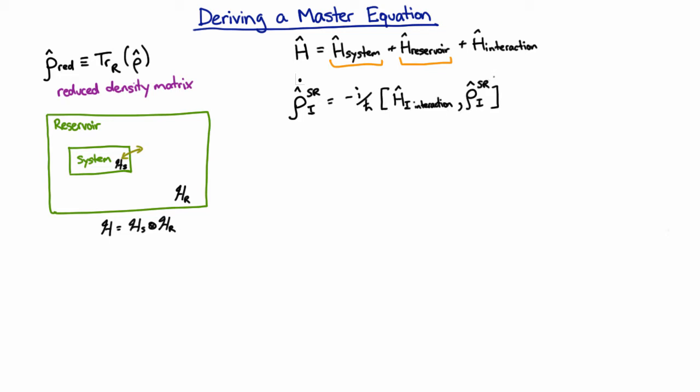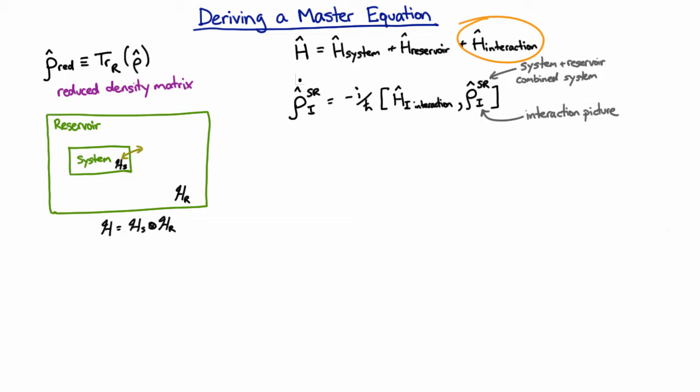Now, notation. This SR means the density matrix for the combined system and reservoir. And this I means we're in the interaction picture. Of course, without this interaction term in the Hamiltonian, our dynamics is trivial. Our system evolution and our reservoir evolution are completely separate, and so we can solve for our reduced density matrix without even thinking about the reservoir at all. So this interaction Hamiltonian has all the difficult parts in it, and that's why we use the interaction picture to really focus in on what that does.